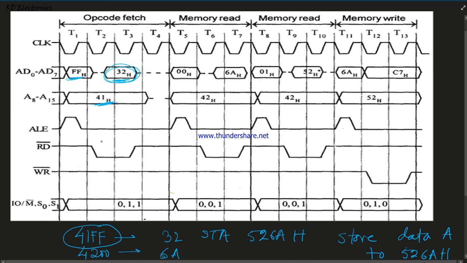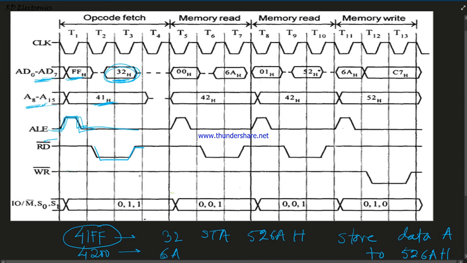In the second memory read operation, first of all, ALE, that means address latch enable, is high. This pin is high to recognize whether the bus is being used as the address bus or the data bus. If this ALE pin is high, then the lower address and data bus are used as the address bus, and when it is 0, then the bus is used as the data bus. Why is read bar 0? Because 32 is stored in the 41FF memory location. So that's why we read here.